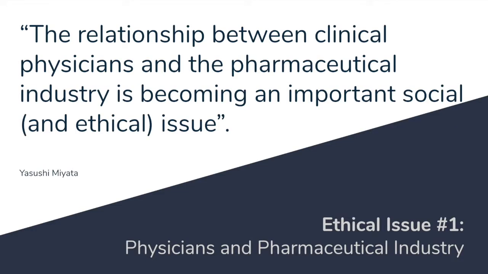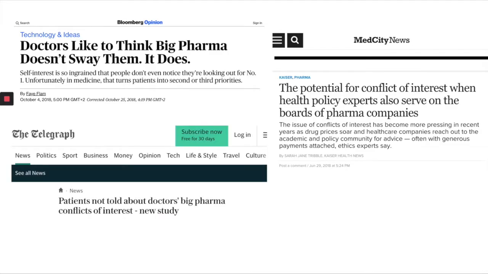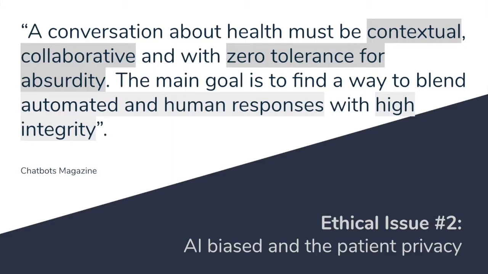One ethical issue that we are trying to address with this solution is the relationship between clinical physicians and the pharmaceutical industry that is becoming an important social issue. For example, according to the Telegraph and based on new research by Oxford University, there exists a conflict of interest between doctors and pharmaceutical companies that is difficult to solve. Technology might help to solve one of the issues already mentioned by democratizing information for the benefit of the patient.